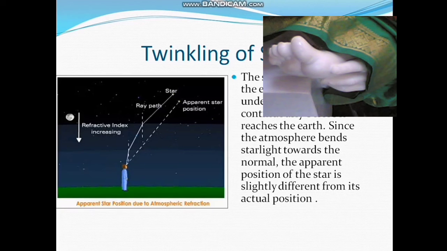As the path of the rays of light coming from the star keeps varying slightly, the apparent position of the star fluctuates and the amount of starlight entering the eye flickers. The star sometimes appears brighter and at other times fainter, which causes the twinkling effect. Then we can say that the stars are twinkling.